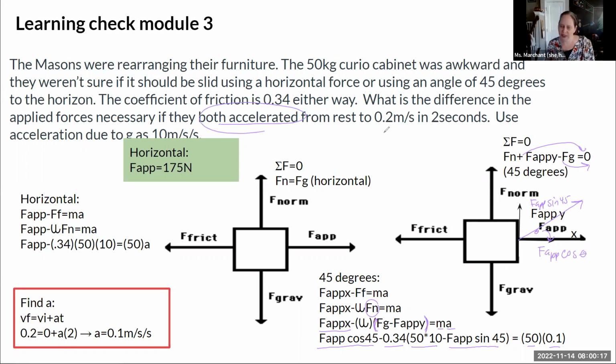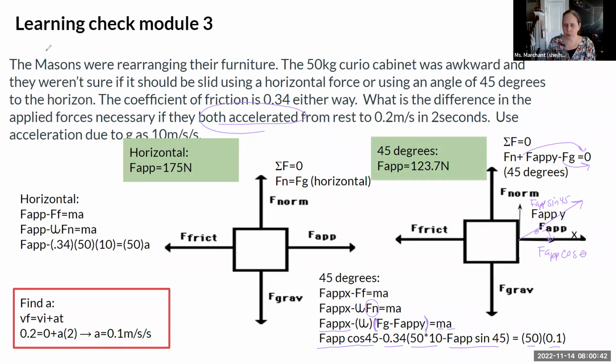Now, in real life, would that happen? No, probably not. If you're going to have an easier way to slide, your acceleration is going to increase, but they put a matching one so that it was easier for you to solve that problem. So you didn't have to find the acceleration twice. And then when you solve this all out, you can find your force applied, and that's 123.7.